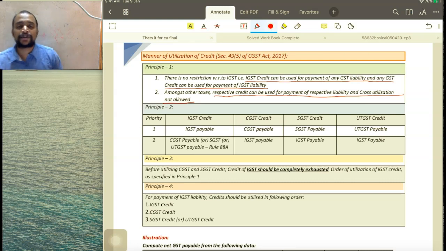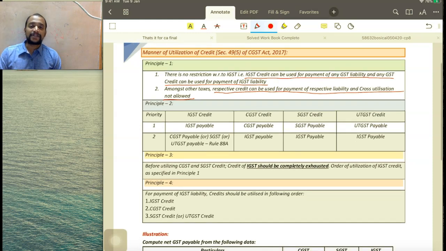So come on, what are the 2 points that you need to remember with respect to principle 1? Point number 1. There is no restriction with respect to IGST, which means IGST credit can be used for payment of any GST liability and any GST credit can be used for payment of IGST liability. And second point, with respect to the remaining GSTs, respective credit should be used for payment of respective liability and cross utilization is not allowed.